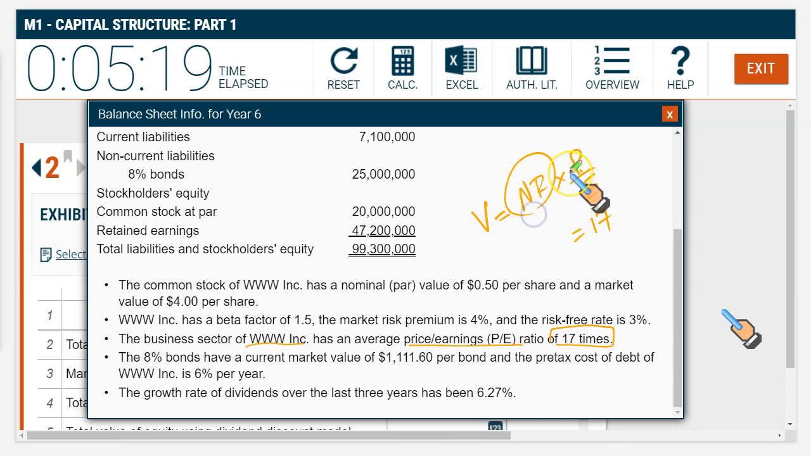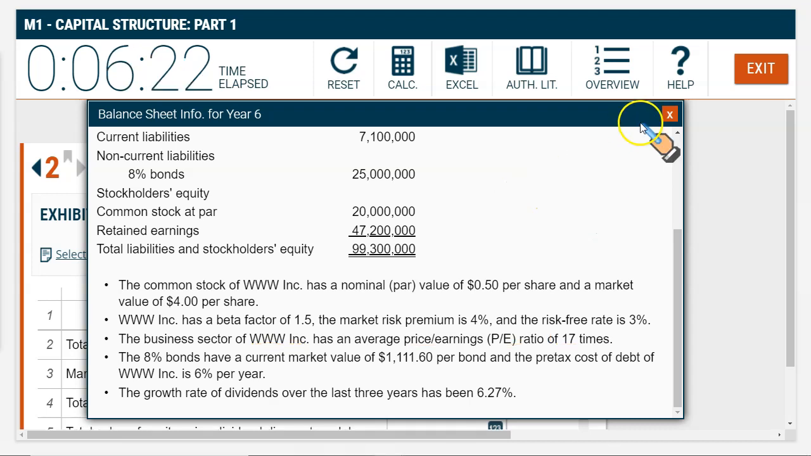We just have to see what was the net income from the recent financial statement. So let's see. I think we will have it here.